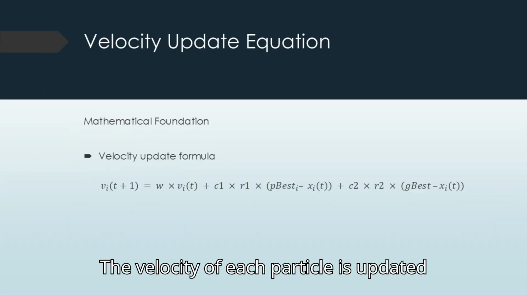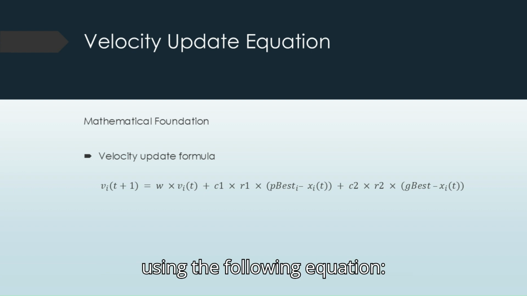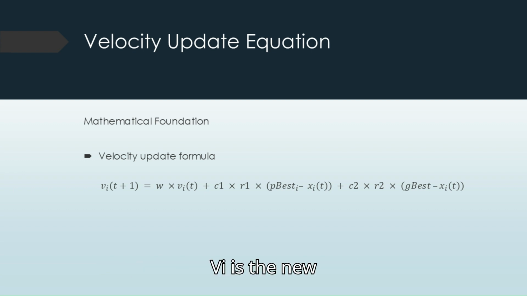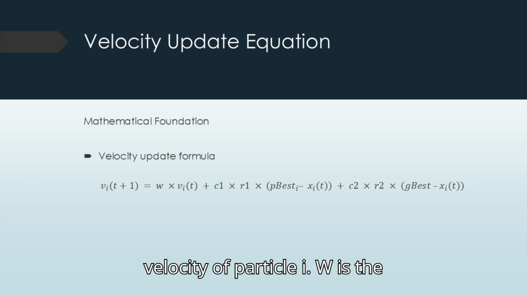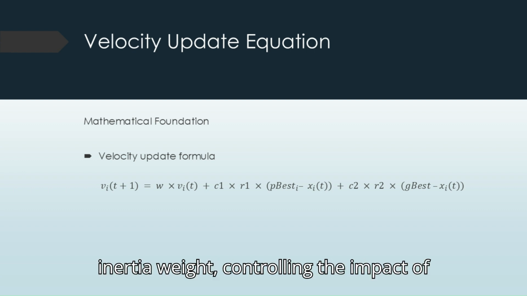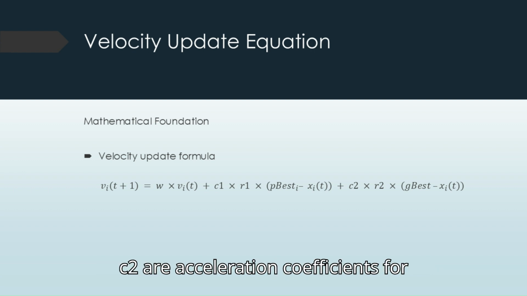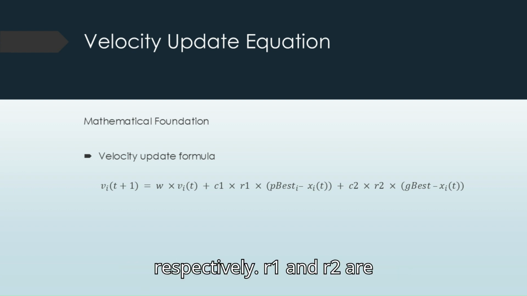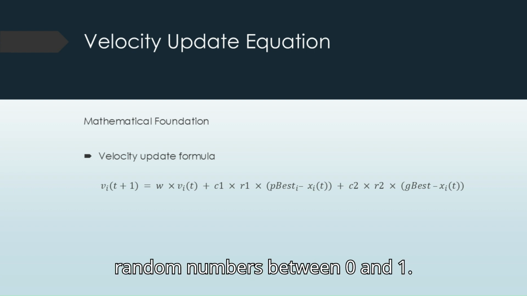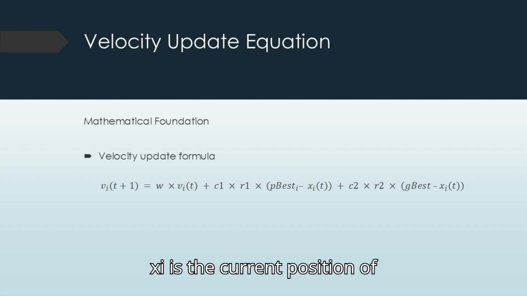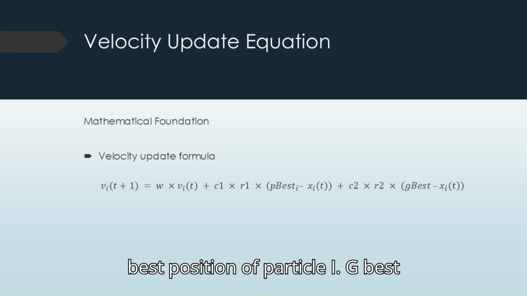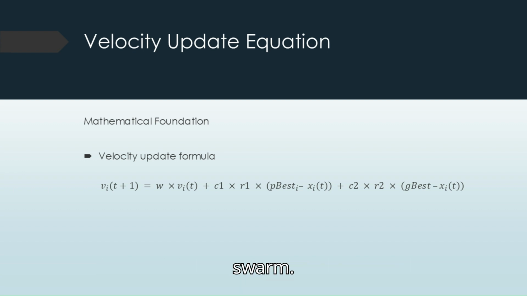The velocity of each particle is updated using the following equation. V_i,t+1 is the new velocity of particle i. W is the inertia weight, controlling the impact of the previous velocity. C1 and C2 are acceleration coefficients for cognitive and social components, respectively. R1 and R2 are random numbers between 0 and 1. X_i,t is the current position of particle i. P-best_i is the personal best position of particle i. G-best is the global best position found by the swarm.